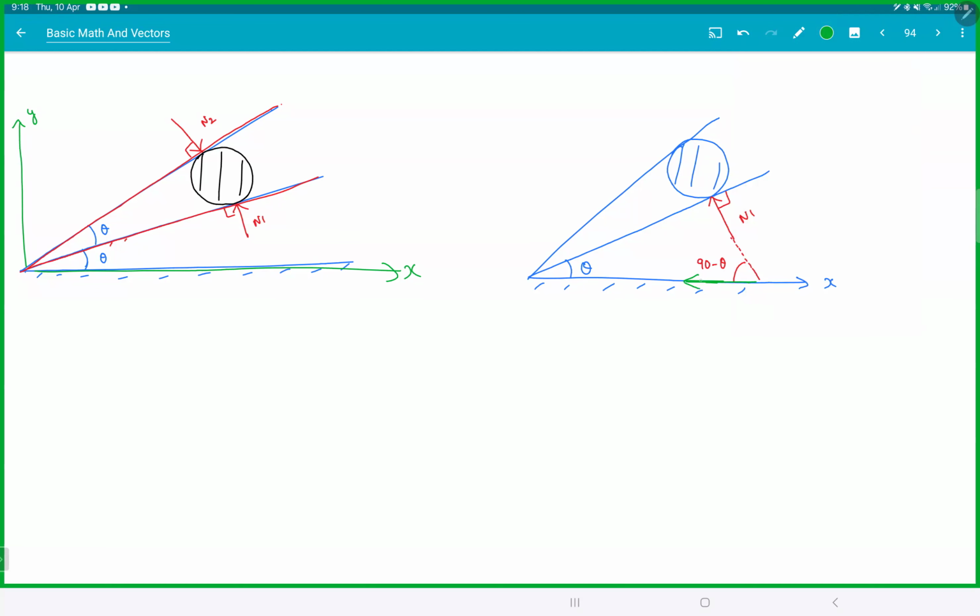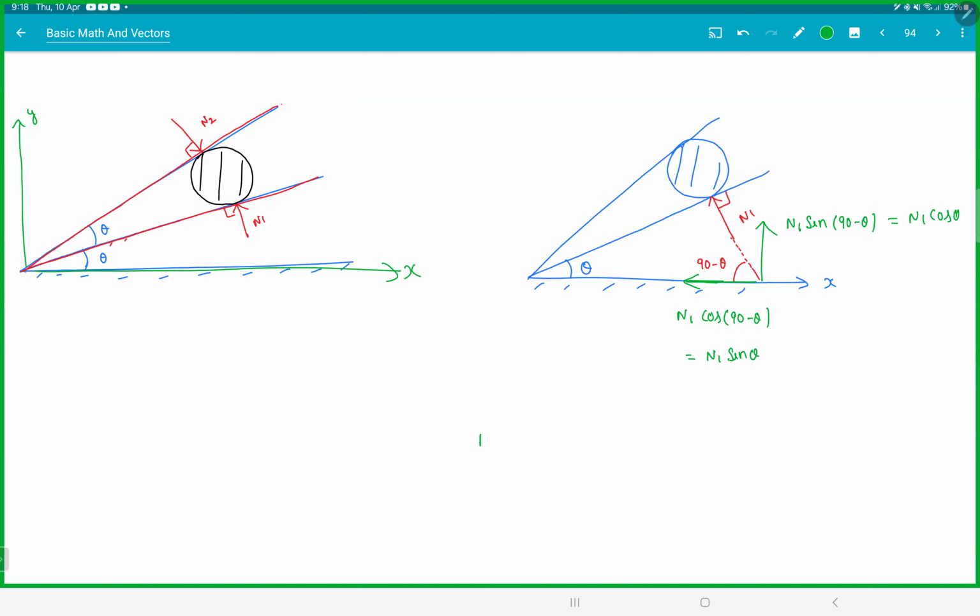This will be the horizontal component and this will be the vertical component. Everyone agreed with that? What is the horizontal component? N1 cos 90 minus theta. It is touching the adjacent side. What is this thing? N1 sine 90 minus theta. Everyone knows what is cos 90 minus theta? Cos 90 minus theta will be sine theta. This guy will be N1 cos theta.